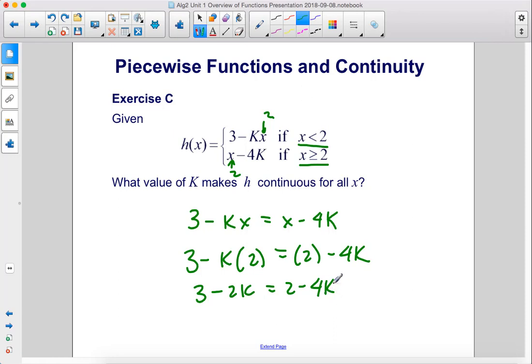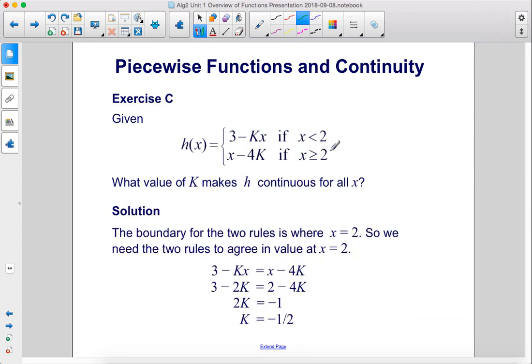So let's add 4k to both sides, and that gives us 2k over here. We're going to subtract 3 from both sides, and that gives us -1. K equals -1/2. The boundary for the two rules is where x equals 2. So we need the two rules to agree in value at x equals 2. So they set the rules equal to each other, plug 2 in for x, and solve, and we get k equals -1/2.